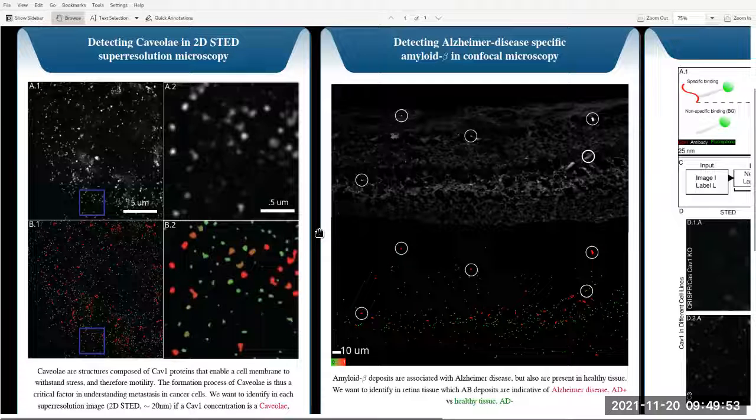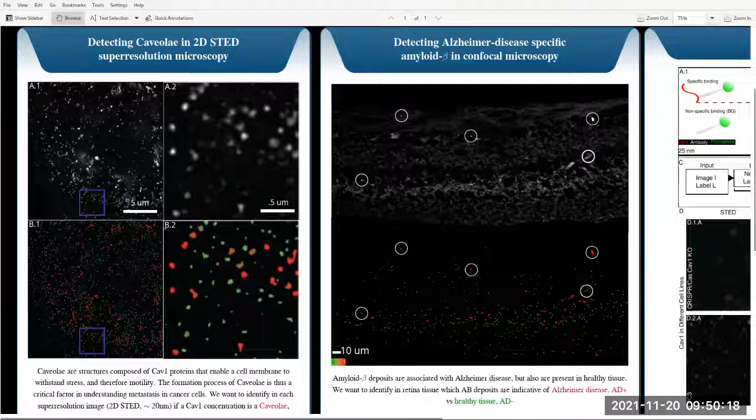So at the top row you see the raw images, and in the lower row you see the results, where red indicates Caveolae, green indicates the building blocks or scaffolds, and orange indicates the intermediate shape. In very faint blue, you see actually identified non-specific labeling.